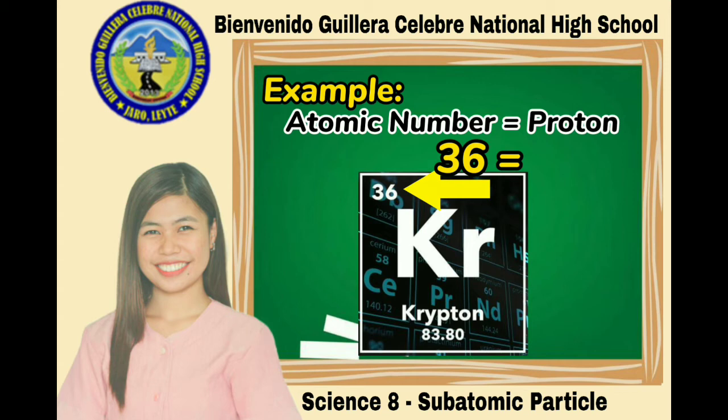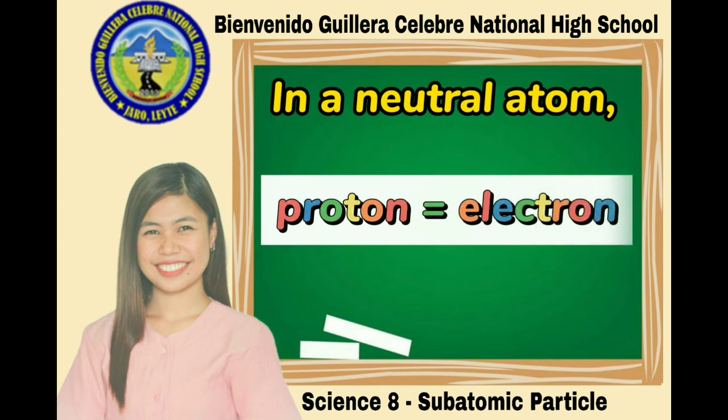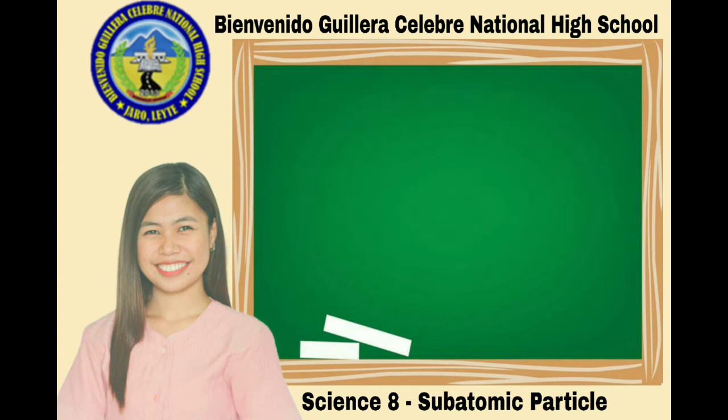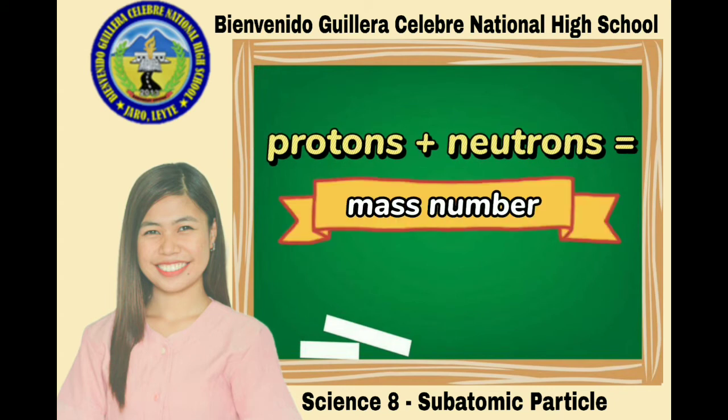Correct! The number of protons in the element krypton is 36. In a neutral atom, the number of protons and electrons are the same. Together with protons, neutrons make up the mass number of an atom.